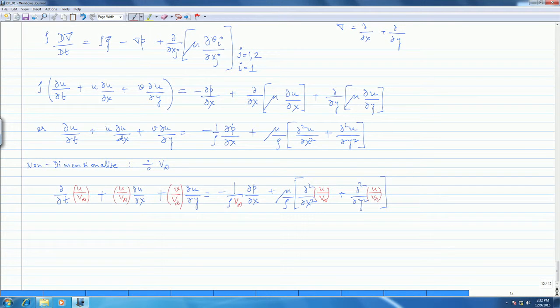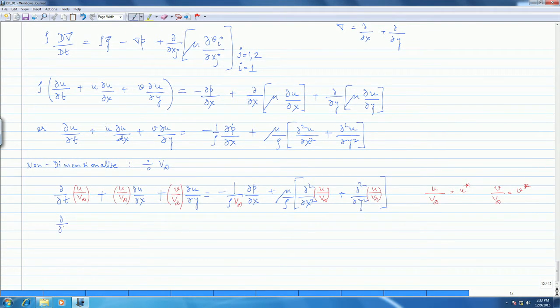So, basically when I divide by v infinity, this is what I am doing. Now, what we are going to do is say that u by v infinity is equal to, we are going to denote this by another variable, u star, and v by v infinity is v star. So, these are non-dimensional quantities u star and v star. If I do that, then let me write it out. Therefore, if I were to write this, how does this become?